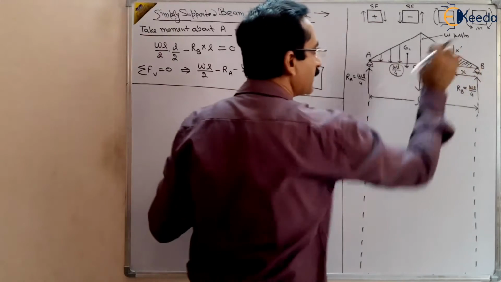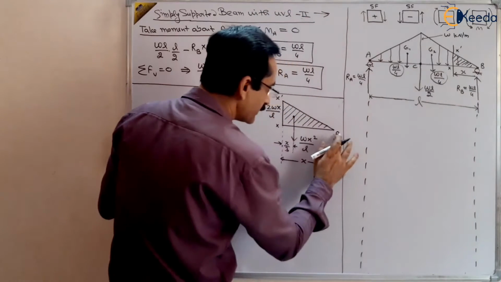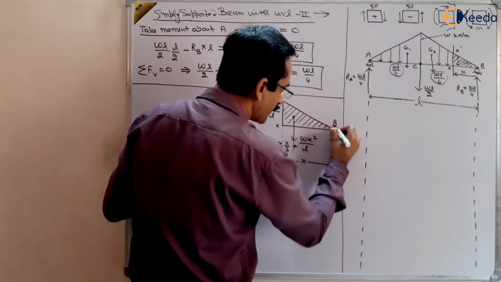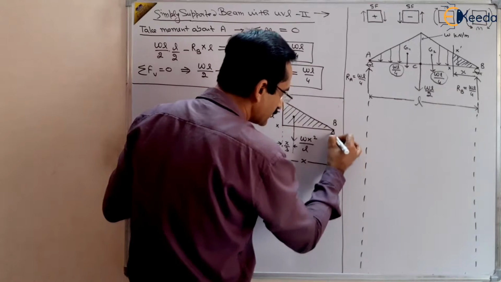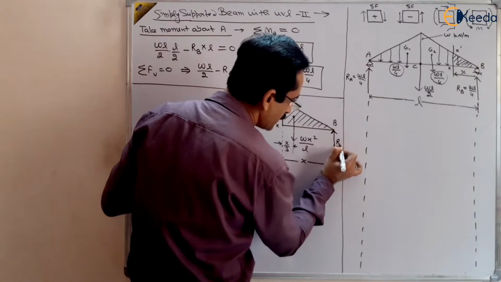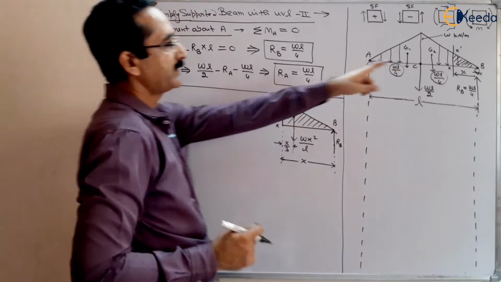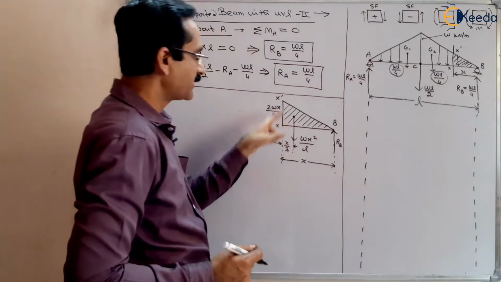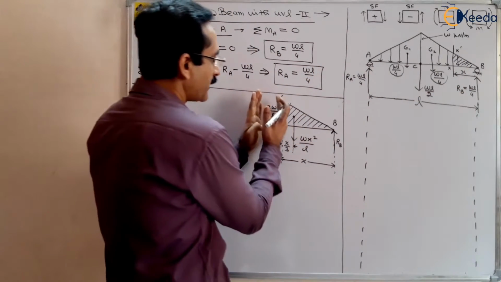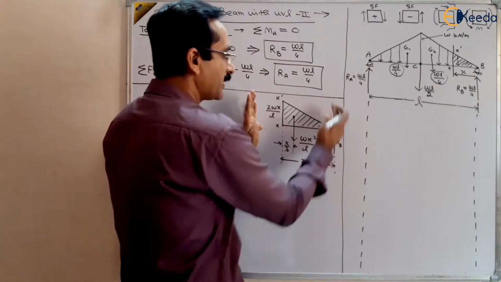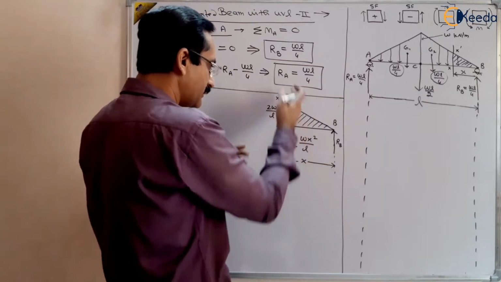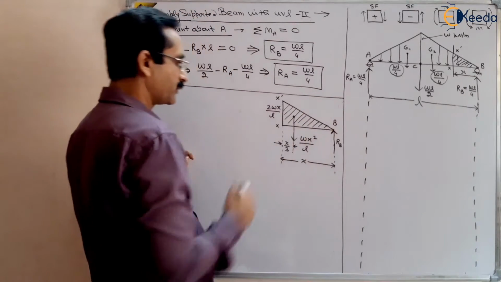So this is happening here, and RB is upward. Here RB is upward; we are marking RB here itself. So we have made that triangle here, and there are two forces acting to the right of this cross section. One is RB upward and one is Wx square by L downward. So we have two forces basically.